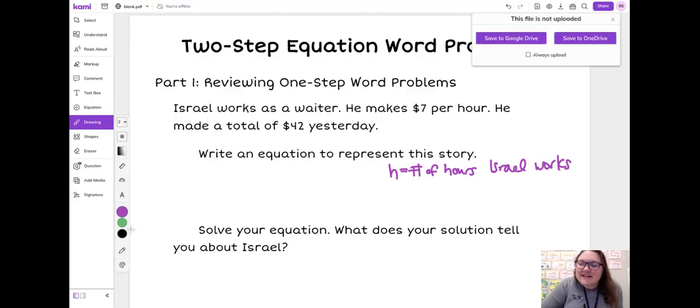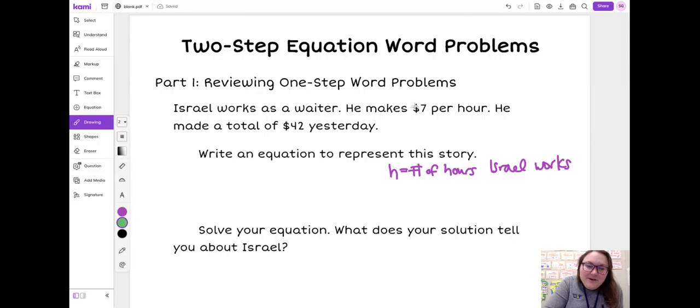The other thing that's going to help me write my equation is knowing the math operation. When we talk about making $7 per hour, that is a multiplication story. He makes $7 multiplied by the number of hours he works. So when I write my equation, it's going to say $7 per hour multiplied by the number of hours. And we've learned that if I write them next to each other like that, it means multiplication. Gives him his total, equals his total $42. And so this is our one-step equation to represent the story.